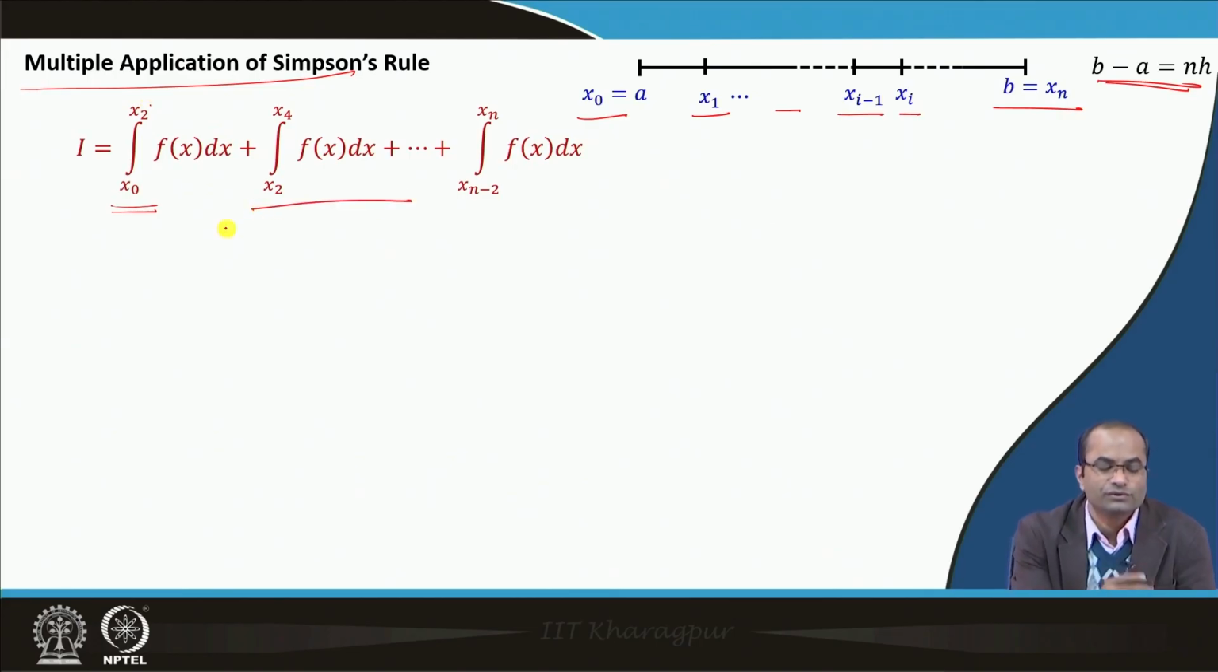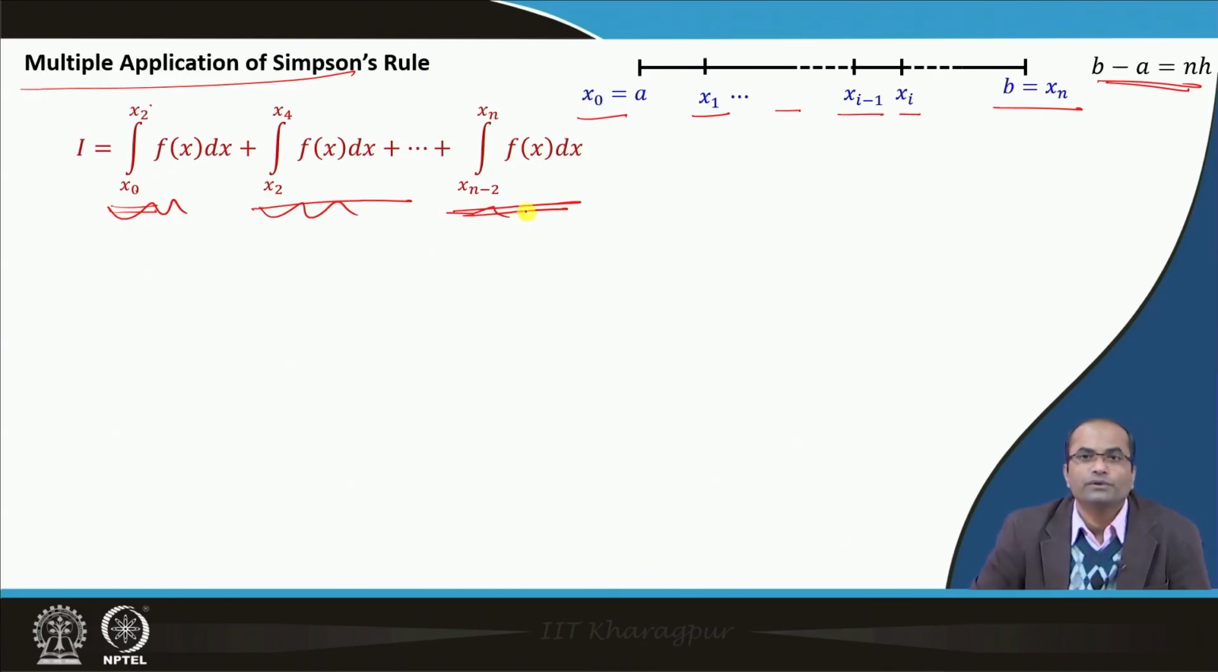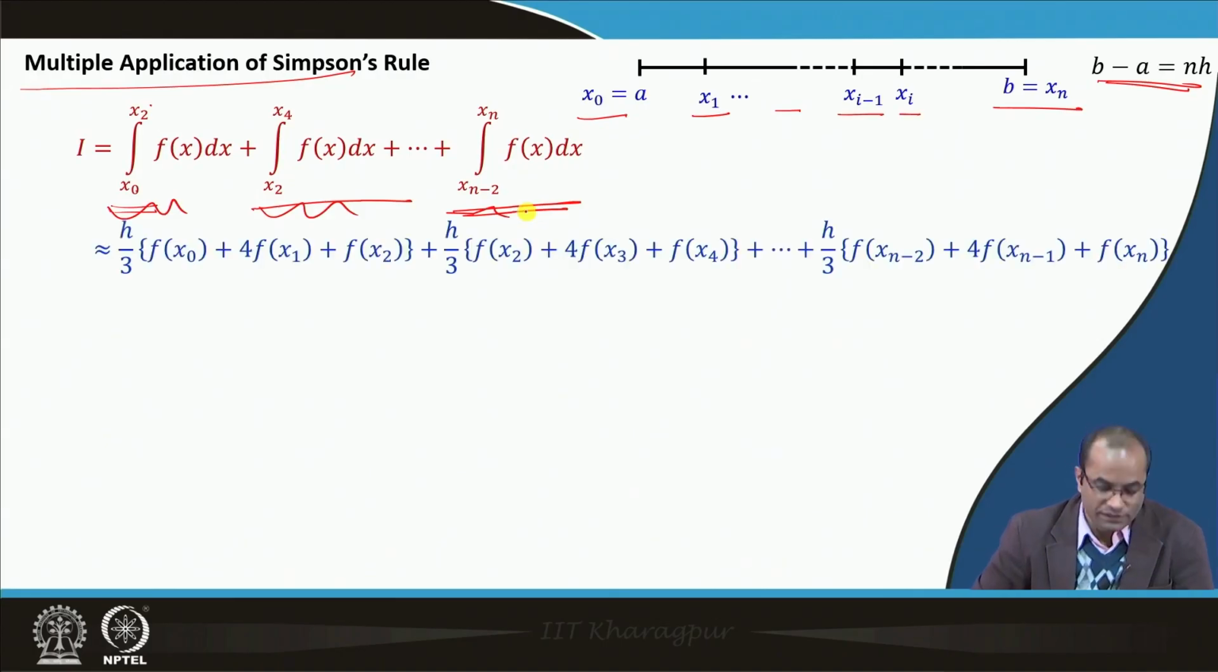Here also we have x2 to x4. So, we have x2, x3, x4. Here also we have x(n-1), then x(n-2), x(n-1), and then x(n). So, for each integral, here we have the 3 points. So, we can apply the Simpson's 1/3 rule in each.